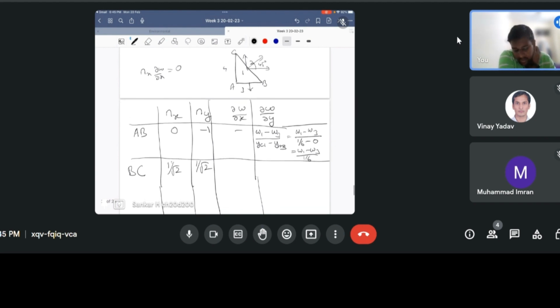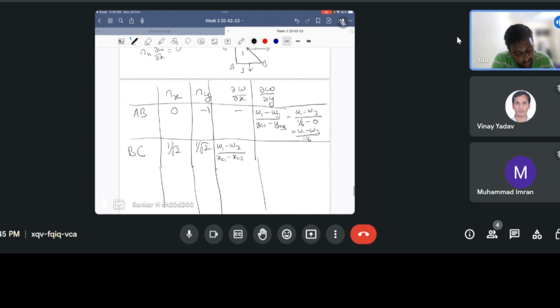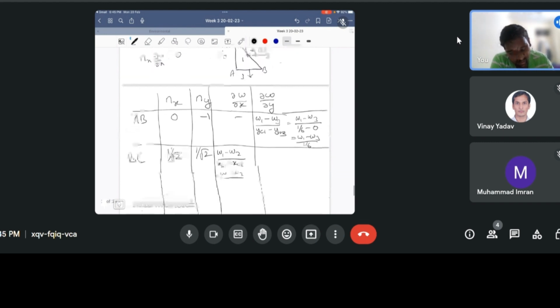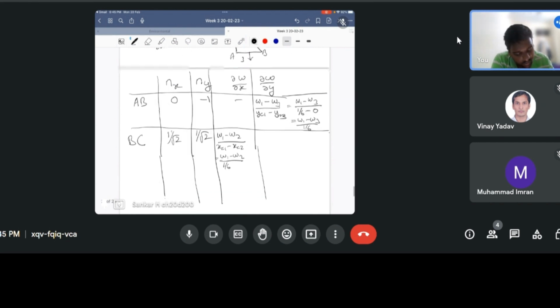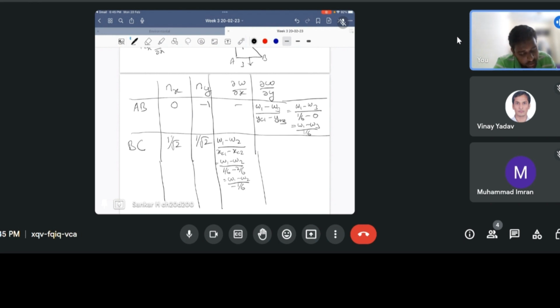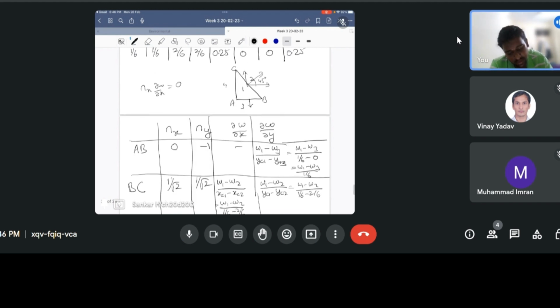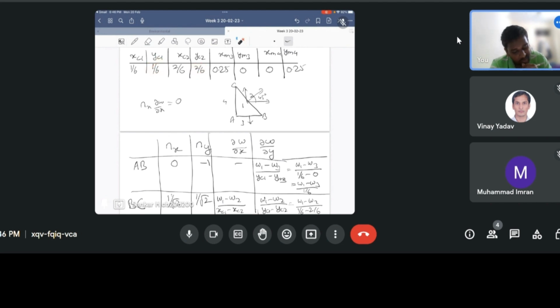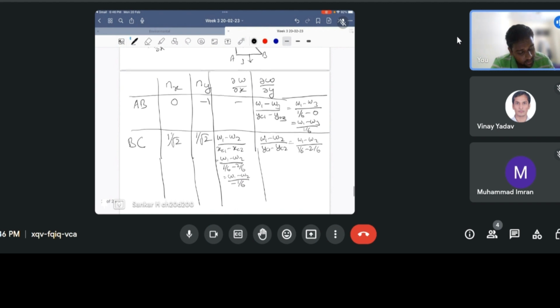And for BC it will be w1 minus w2 divided by xc1 minus xc2, which is equal to w1 minus w2 divided by, since xc1 is 1 by 6 and xc2 is 2 by 6, minus 1 by 6. Similarly, writing for dou w by dou y, we'll get it as w1 minus w2 divided by yc1 minus yc2, which is w1 minus w2 divided by 1 by 6 minus 2 by 6, because yc1 here is 1 by 6 and yc2 here is 2 by 6. Therefore, w1 minus w2 divided by minus 1 by 6.